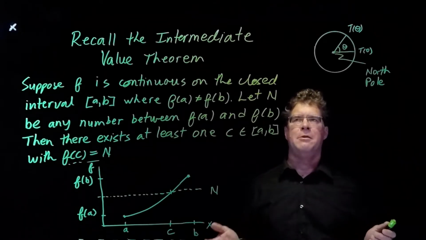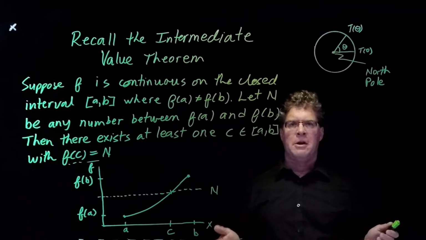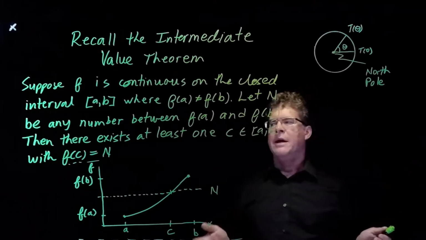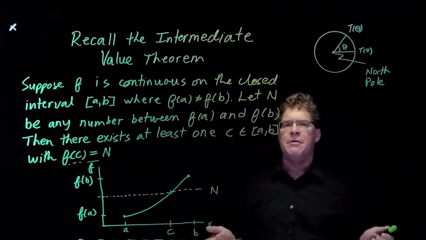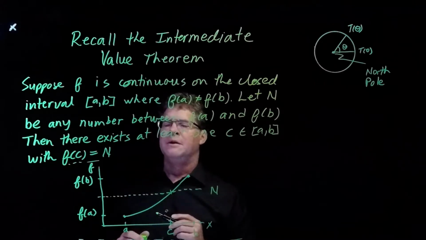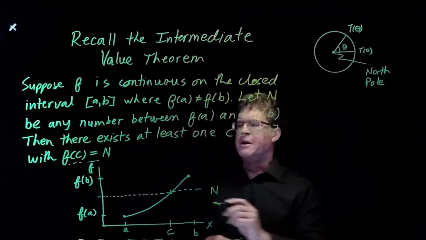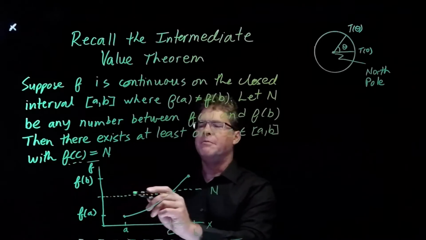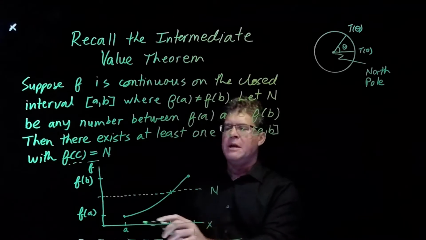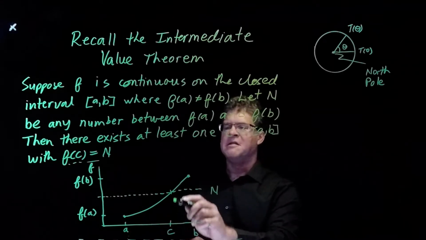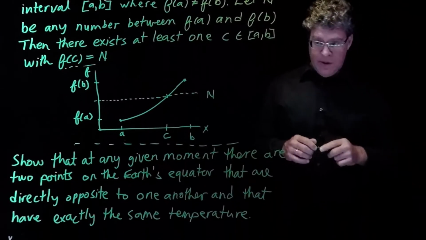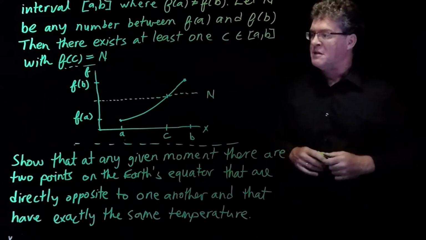Recall the intermediate value theorem. The intermediate value theorem talks about a continuous function on the closed interval AB. And it says that if f of A does not equal f of B, so these 2 points here are different, then if we draw a dotted line somewhere between f of A and f of B, and we call that n, then there's a point C lying between A and B on the x-axis such that f of C is equal to n.